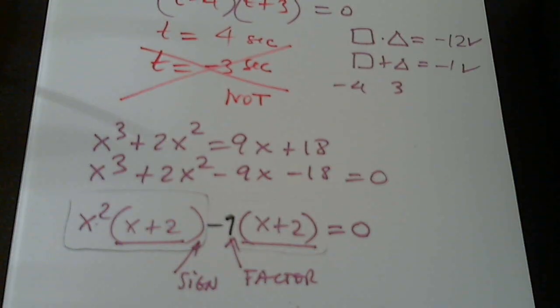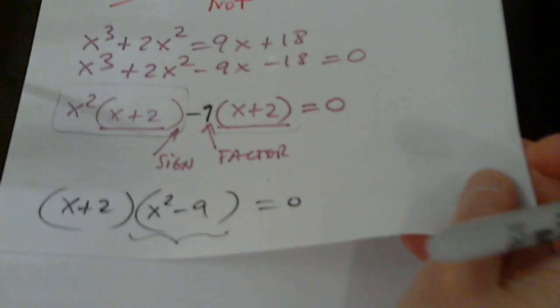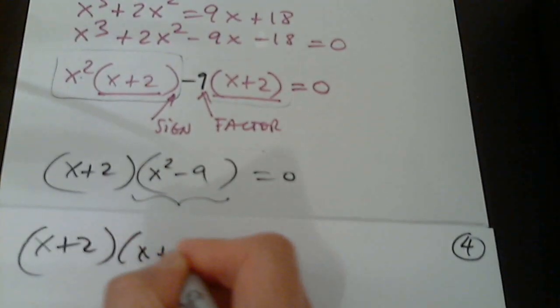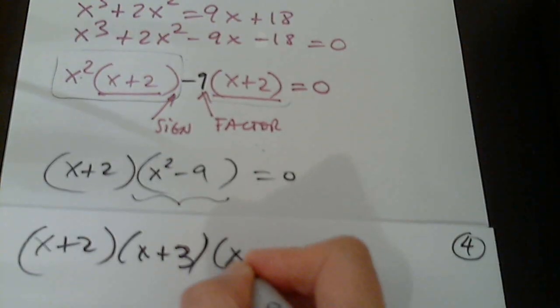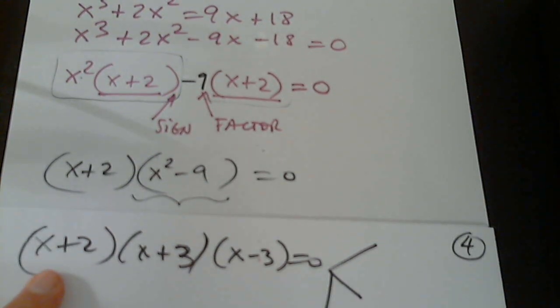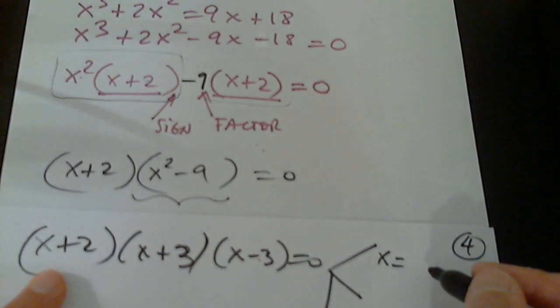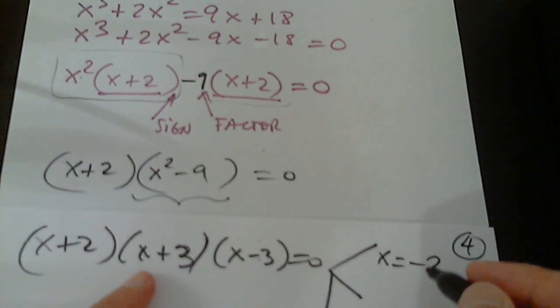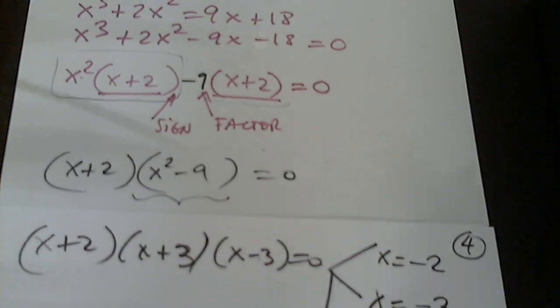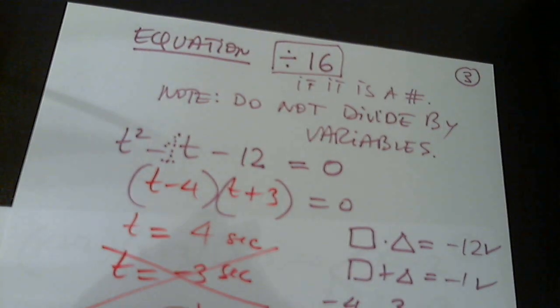How do I factor x squared minus 9? X plus 3, x minus 3. Excellent. So therefore, we are going to get 3 solutions. What solution do I get from here when I set it equal to 0? -2. Excellent. What solution I get here when I set it equal to 0? -3. Excellent. What solution I get here when I set it equal to 0? 3. Yes. This equation has degree 3.